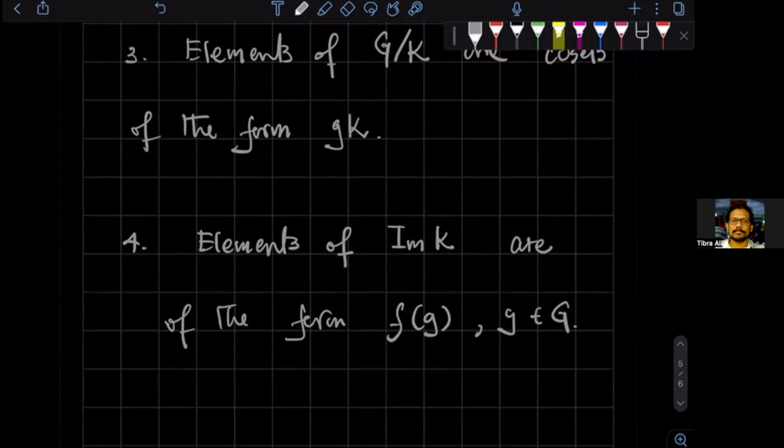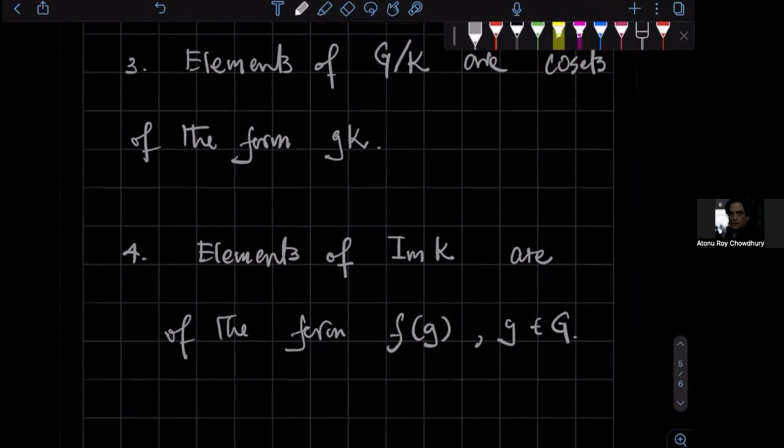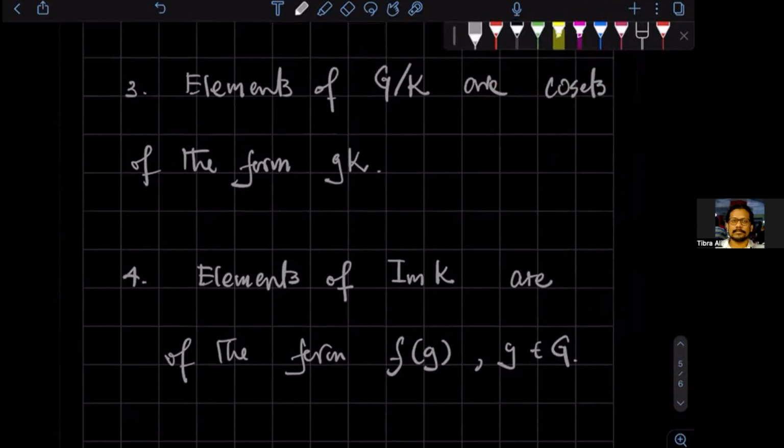All right. So shouldn't it be image of F instead of image of K? Yeah, sorry. Thank you. Yeah, sorry. Image of K doesn't make sense. K is not a map. All right, cool. Thank you. Any other questions or comments?